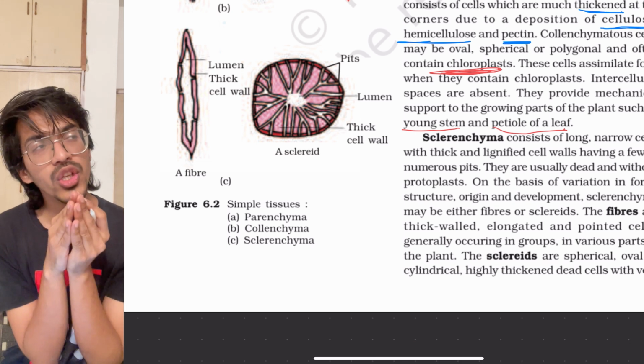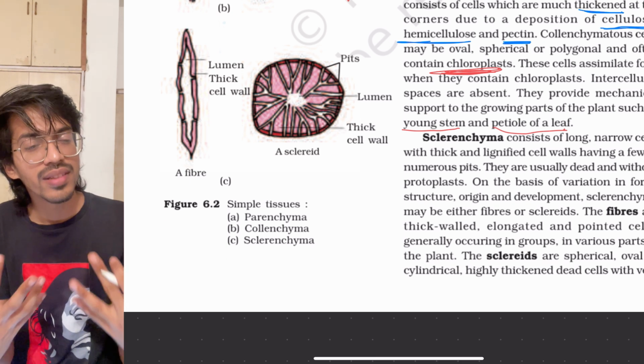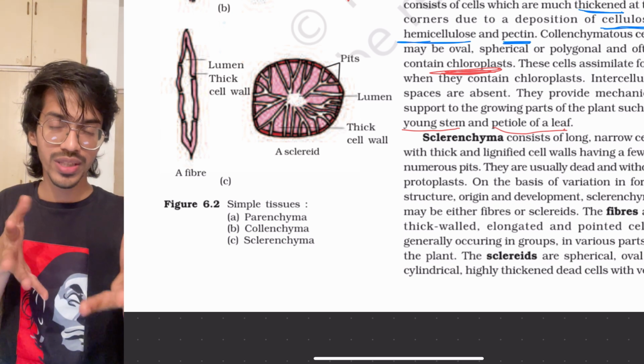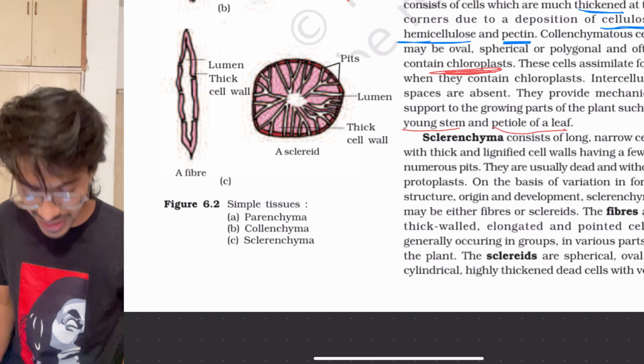Okay, the cell will be like, you gave me so much love, care, protection, that it feels toxic to me. The way Gen Z used to say that too much love is toxic. Okay, so the same thing happens with the sclerenchyma.